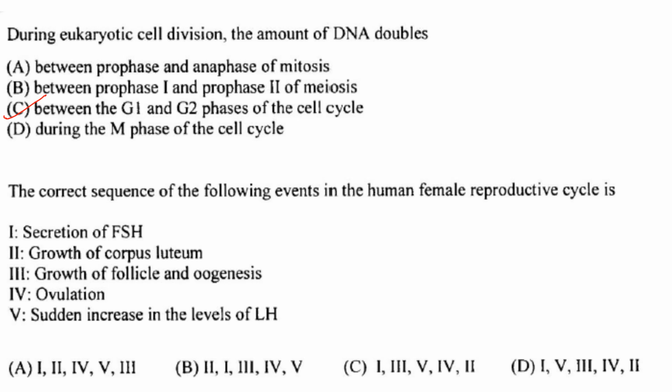Then next one. The correct sequence of the following events in the human female reproductive cycle is. Okay. So first will be secretion of follicle stimulating hormone, FSH. Then growth of follicles and oogenesis, that is 3. Then comes sudden increase in the level of luteinizing hormone, 5. Then ovulation takes place, 6. And then growth of corpus luteum, that is 2. So the answer here is option C, 1, 3, 5, 6 and 2.